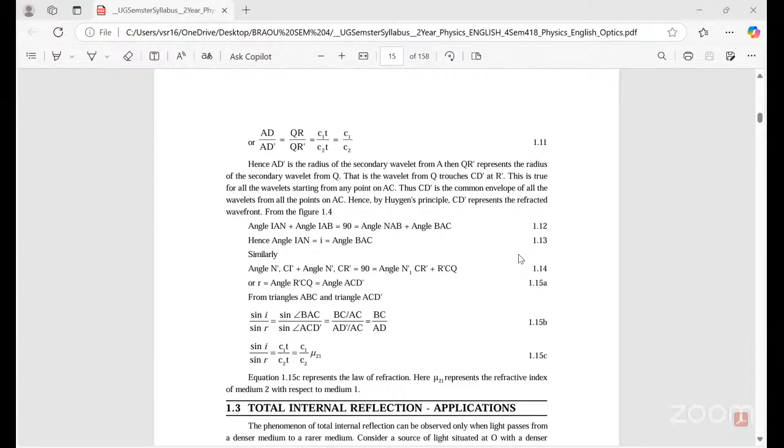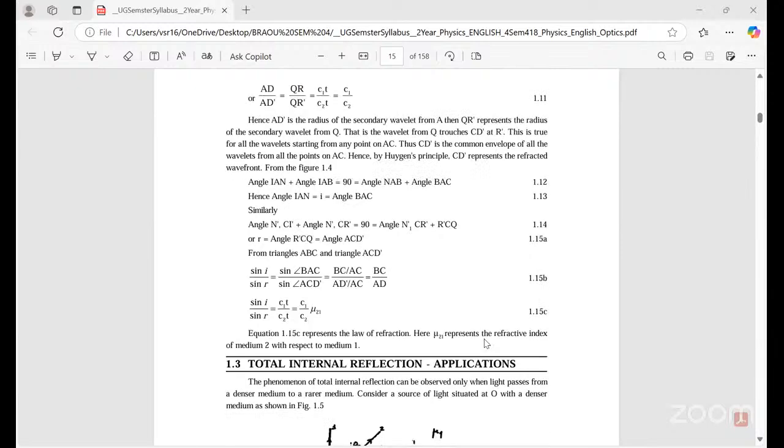Here sin i by sin r equals, what do you mean by sin i and sin r? That is Snell's law, the refractive index formula: mu equals sin i by sin r. So the ratio of the sine of the incident angle to the sine of the refracted angle is nothing but the refractive index, which is Snell's law. So that is the case.